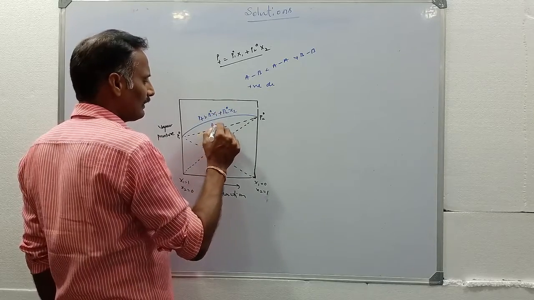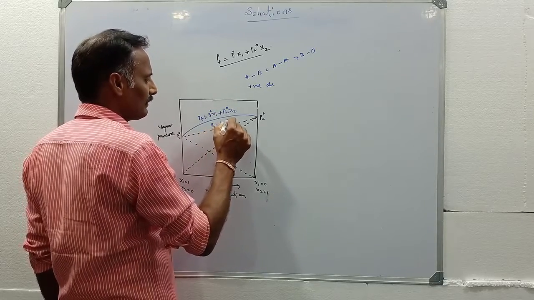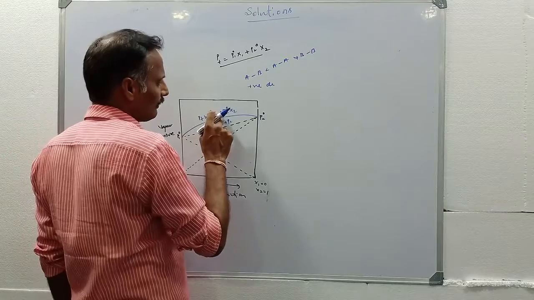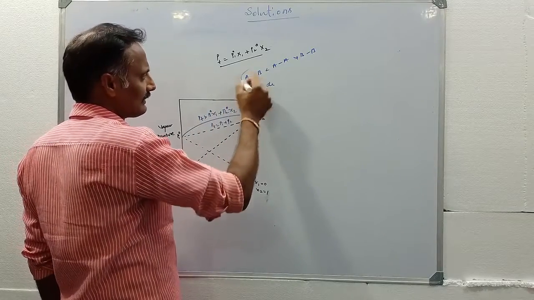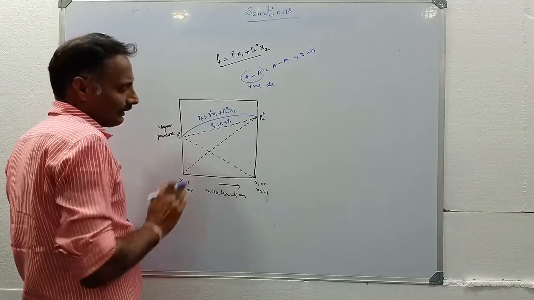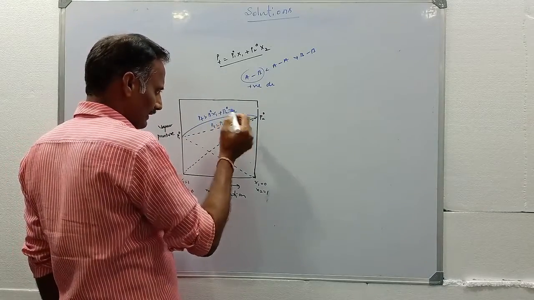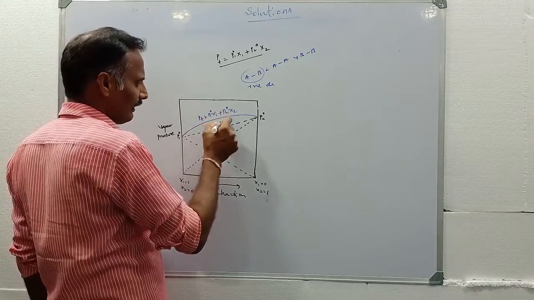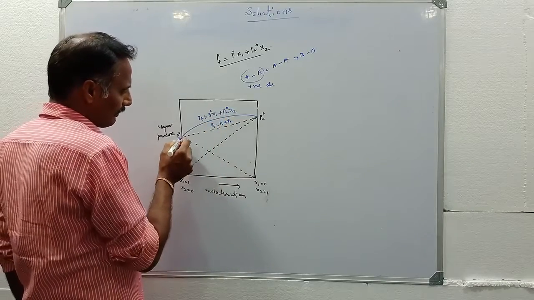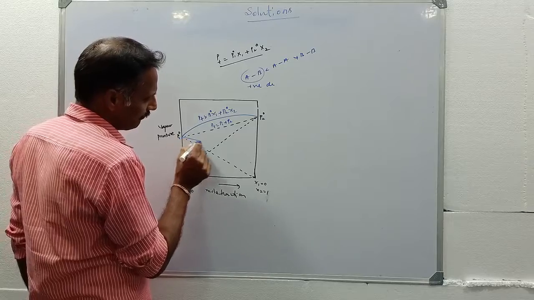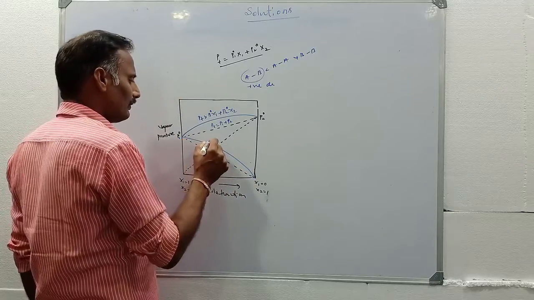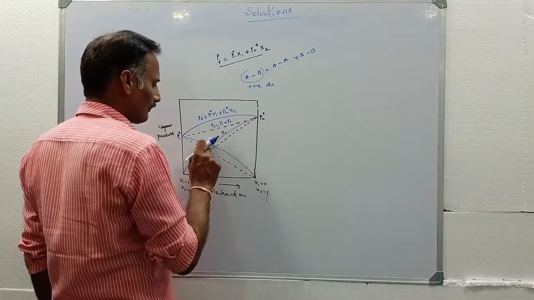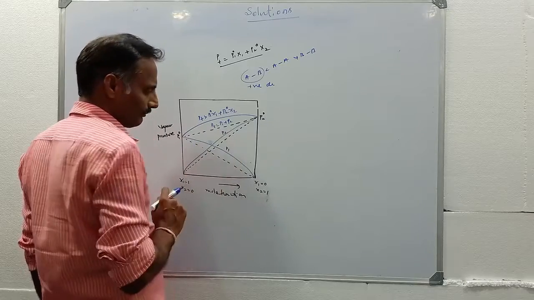For ideal solutions, P total is equal to P1 plus P2. But here P total is greater than P1 naught x1 plus P2 naught x2, because AB interactions are less when compared to AA and BB interactions, due to the breakage of hydrogen bonds. So P total is greater than P1 plus P2. Then the P1 curve becomes like this, and this is the P2 curve. Here we are writing P1 and P2.